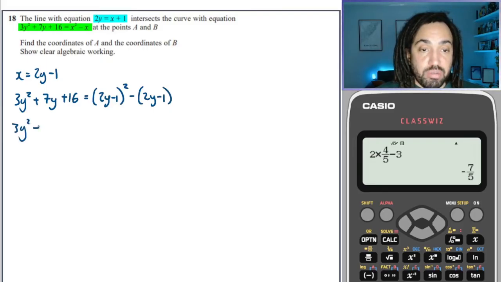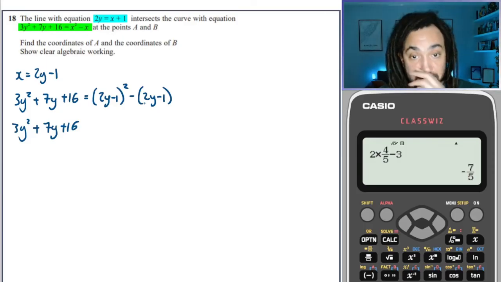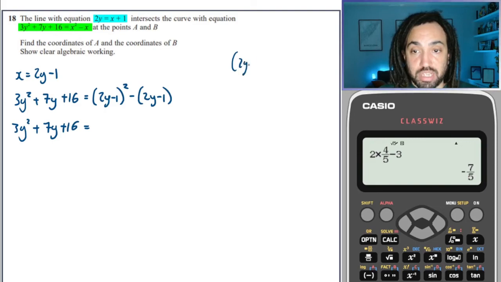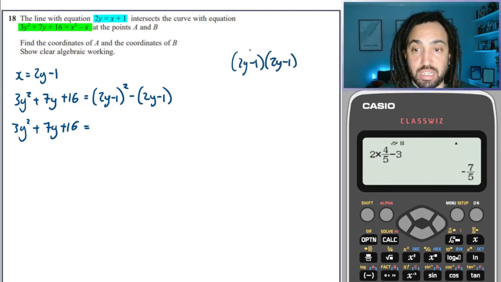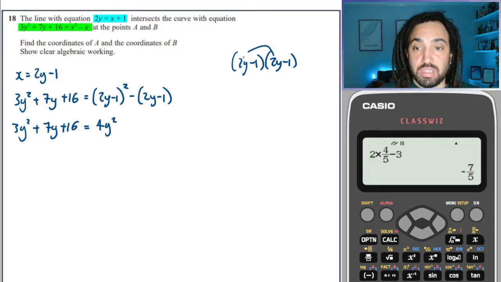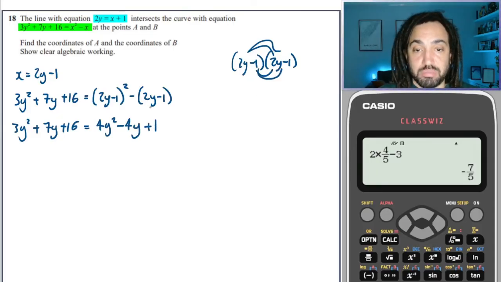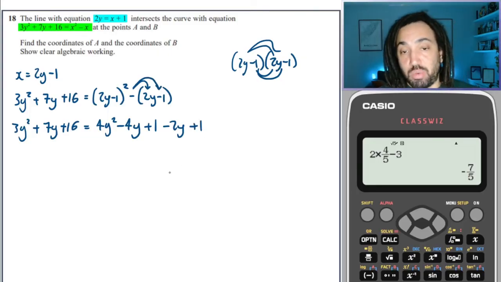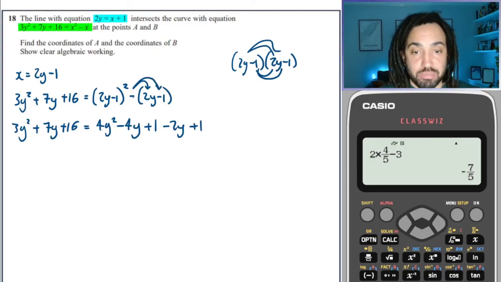Okay, so we do 3y squared plus 7y plus 16. Always make sure you put it in brackets as well when you sub in to avoid any errors. Right, when I expand this out, I can do that over here nice and quickly. We're going to get 4y squared. We'll get minus 2y and another minus 2y, so minus 4y, and we'll get minus 1 times minus 1 is plus 1. Here, this is the biggest error people make. They're happy to say that's minus 2y, but they forget to apply the negative to the second term. That changes to a plus 1 because of the negative outside the bracket.